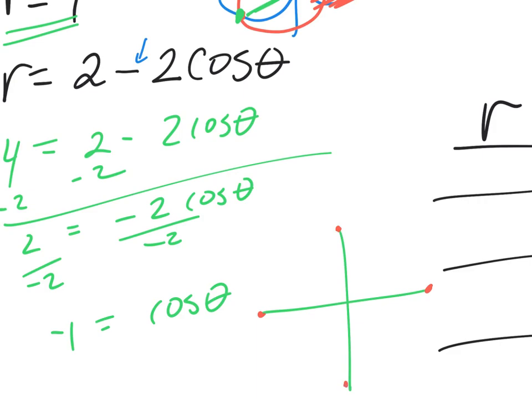Cosine is -1, so x is -1. That's the spot where x is -1. I'm going to label it -1, 0. And that's my spot. And that means pi is the answer.